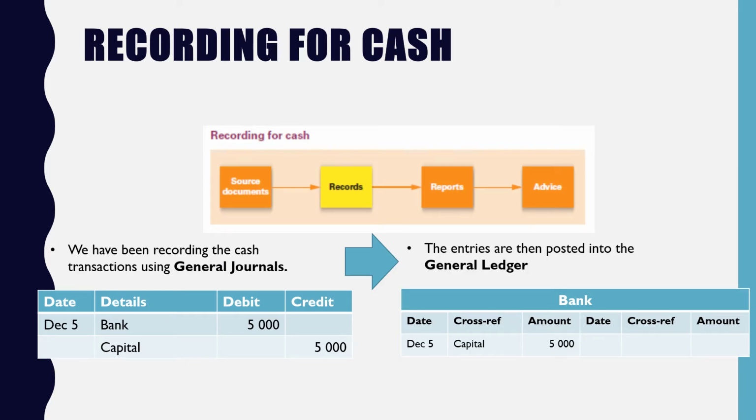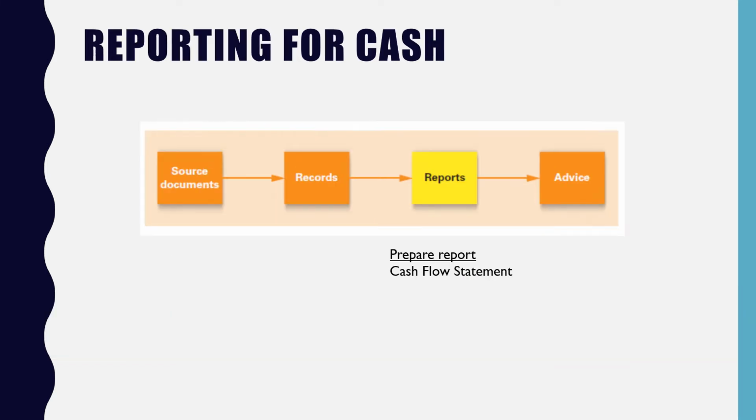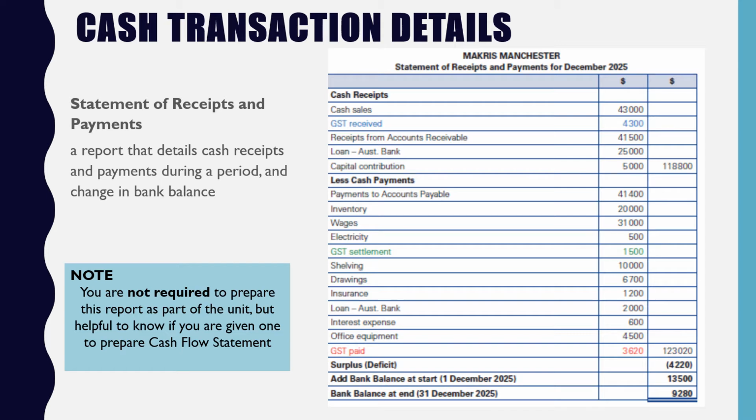What we have been doing so far is to record cash transactions using the general journals and posting them into the general ledger. This is part of the recording process in the entire accounting process. In this video, we'll be looking at how we report for cash transactions, where we'll be preparing the cash flow statement. To prepare the cash flow statement, we need to see the information that's available to us that tells us the cash receipts and cash payments for the period.